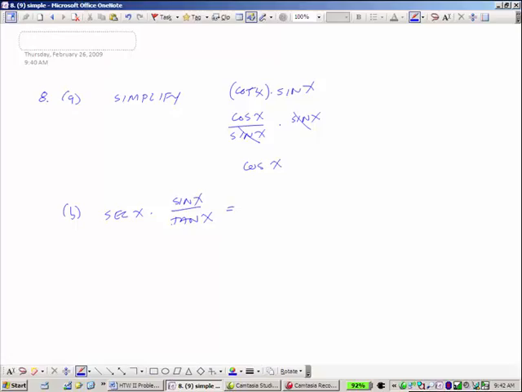Elizabeth, and then Evan, and then Monty? 1 over cosine of x. Okay, so secant is 1 over cosine of x. That's a good start. Evan? Sine over tangent would be sine x over sine x over cosine x. Awesome. Hold on. All right, that's a great start. So Elizabeth and Evan get us into just sines and cosines.